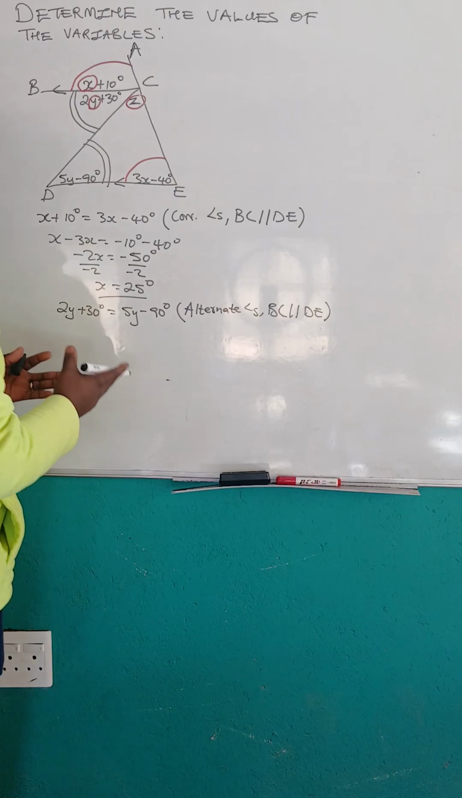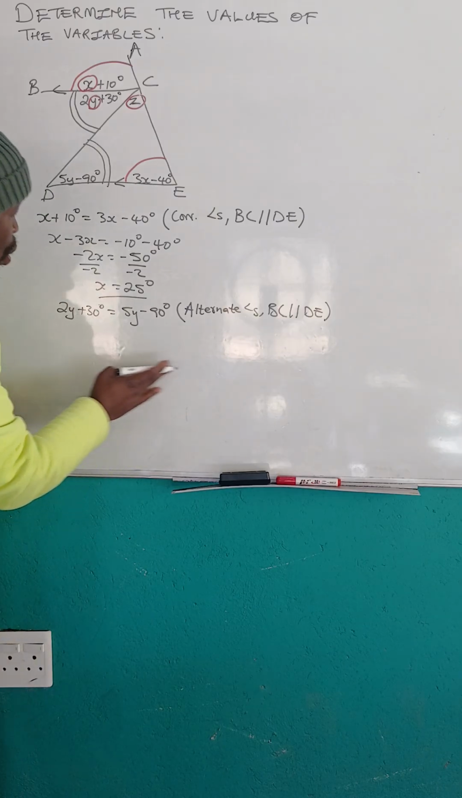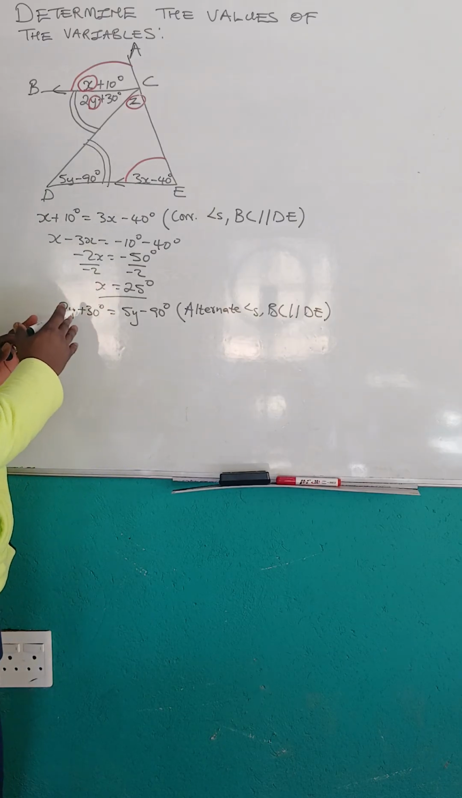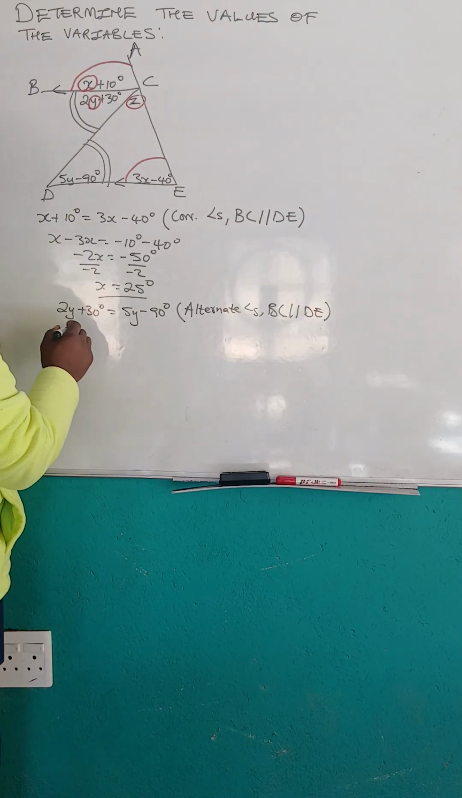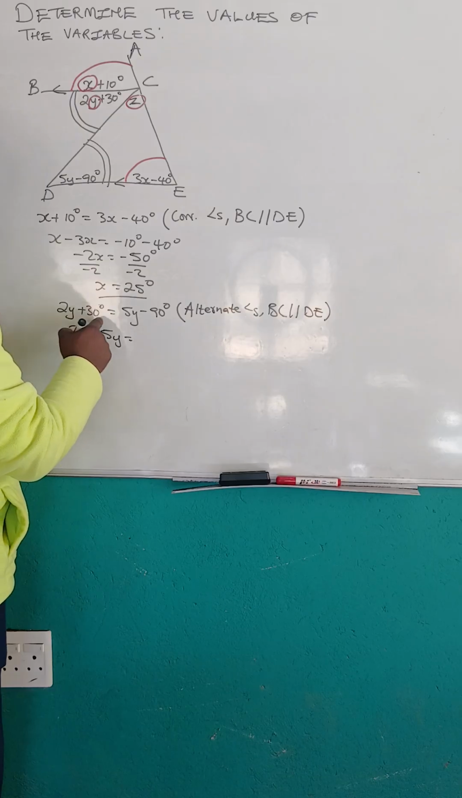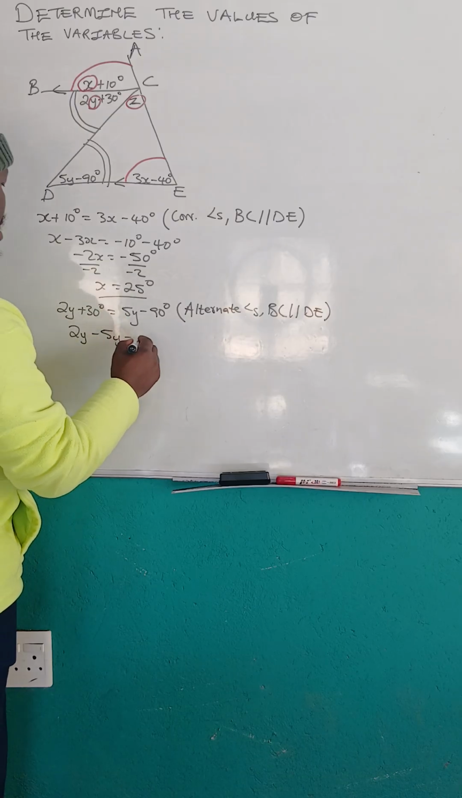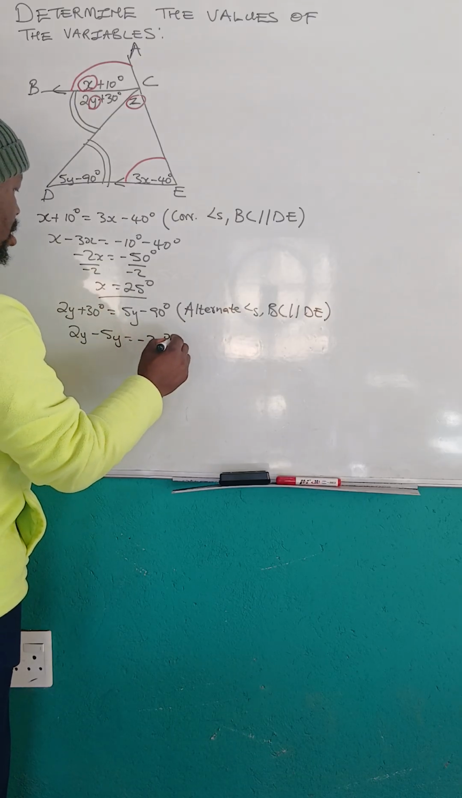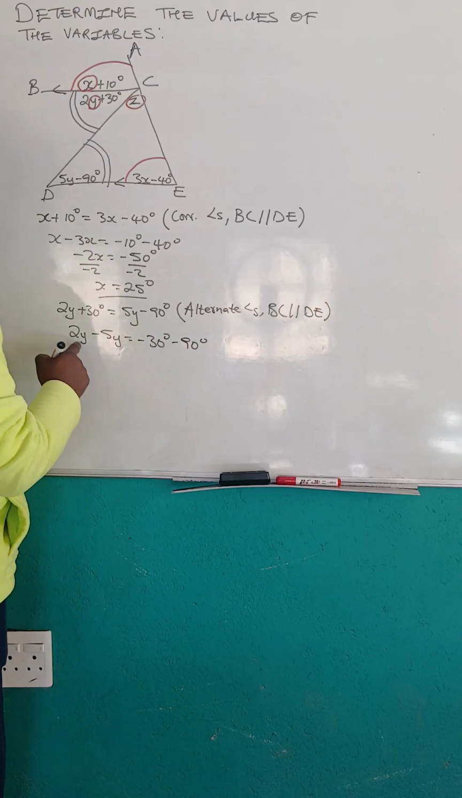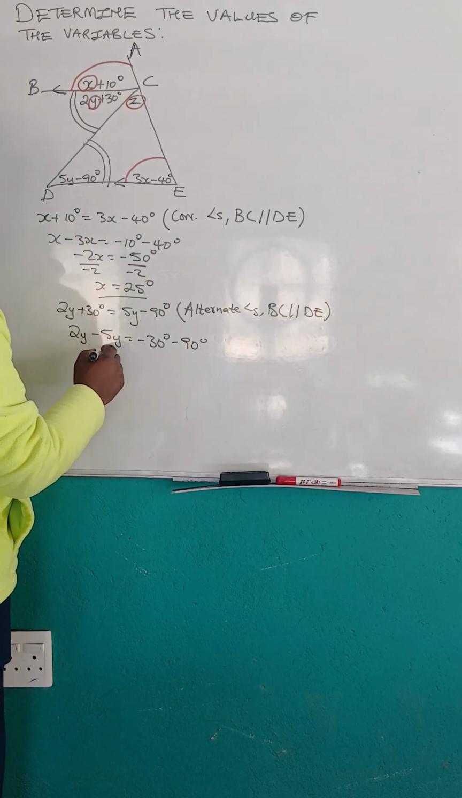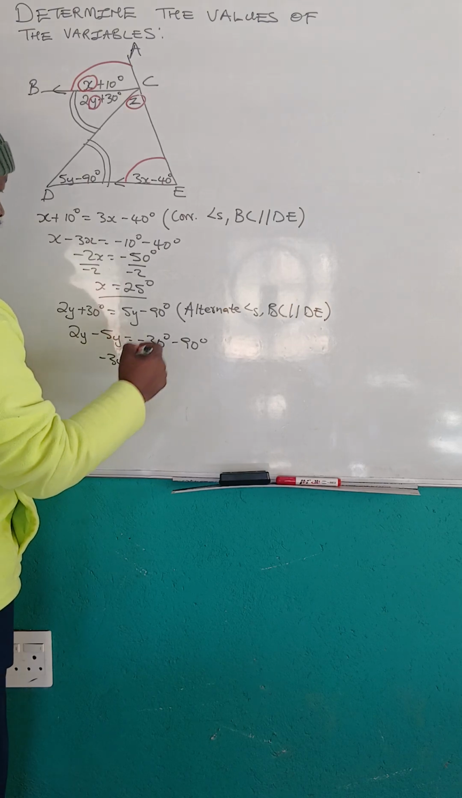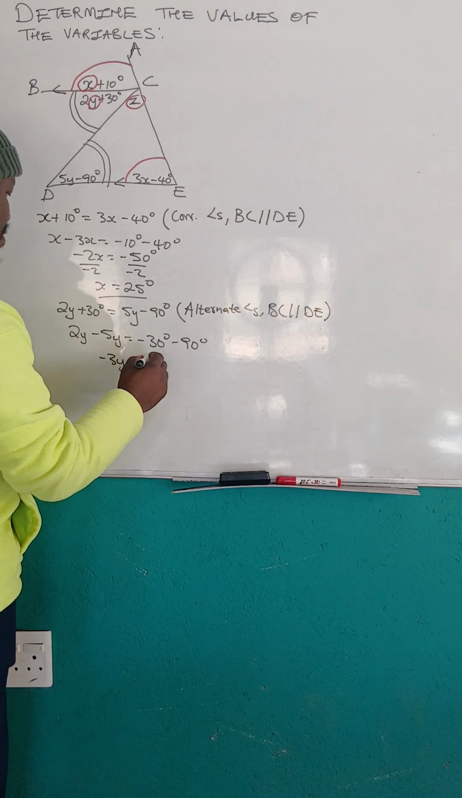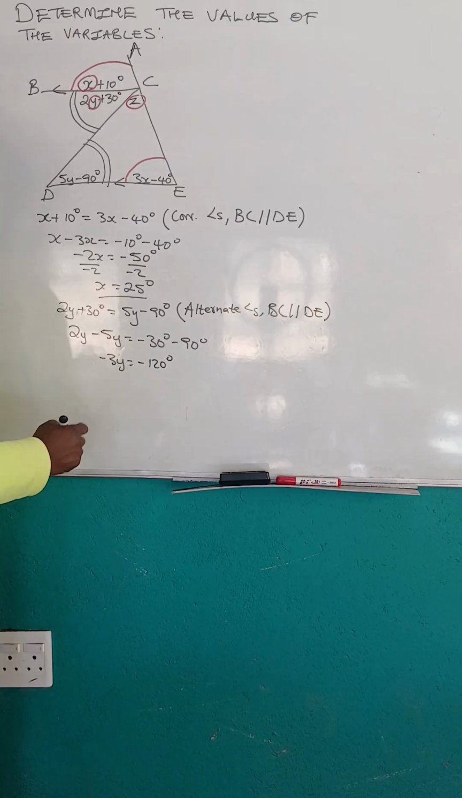From there we have to make sure that we take everything that's got y in it to the one side, and everything else that doesn't have y in it has to be taken to the other side. So we've got 2y minus 5y. Taking this to the other side, it becomes negative. We get negative 30 degrees minus 90 degrees. 2y minus 5y will give us negative 3y. Negative 30 minus 90 will give us negative 120 degrees.